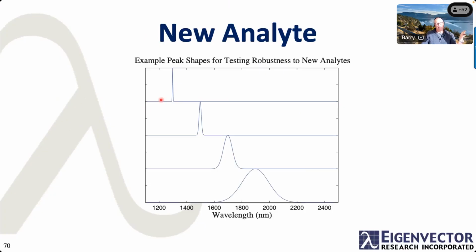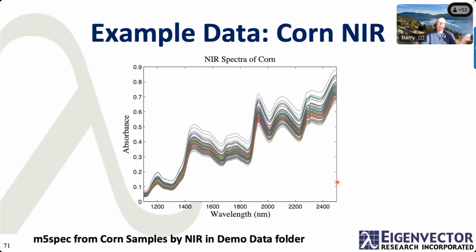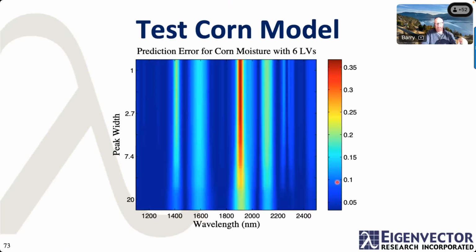And we take a narrow peak and move that across the spectrum, or progressively wider ones, and see how that affects prediction error. And using an example corn data set that you've probably seen before, here's what you get if you challenge this model with these perturbations. So here's narrow width to wide width, moving across the wavelength. What you see here is that the error goes up the most if you have a narrow feature in this range, and it's not as sensitive to wider features.